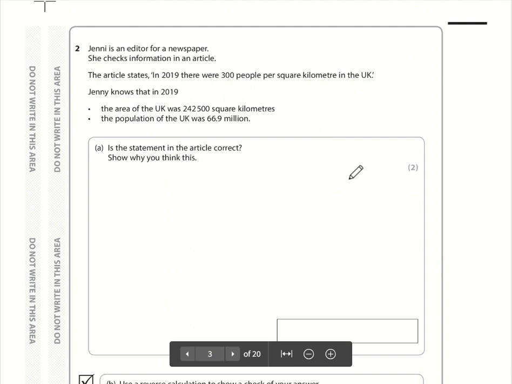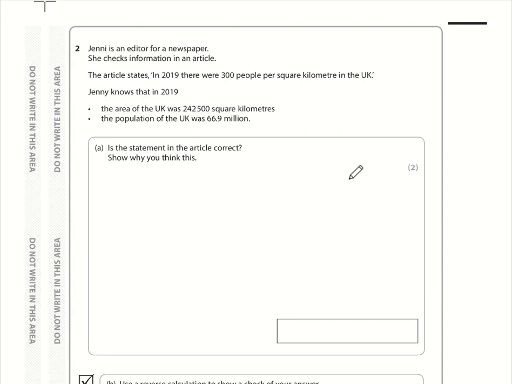Question number 2. Jenny is an editor for a newspaper. So the article states in 2019 there were 300 people per square kilometre in the UK, and Jenny knows that in 2019 the area of the UK was this and the population was this. So here, what we've got here is the population density, the number of people per square kilometre. So how many people are there?